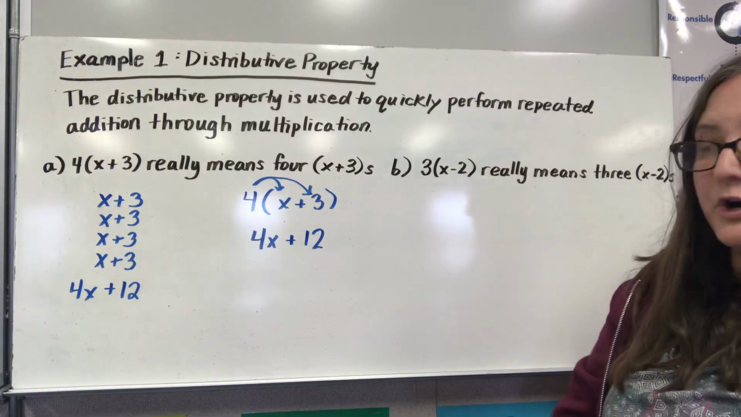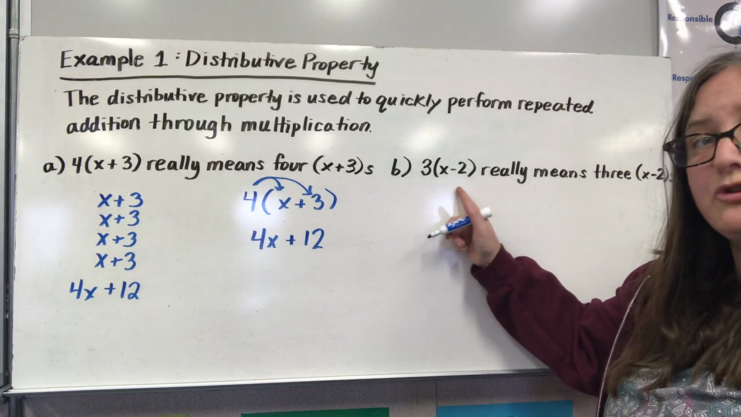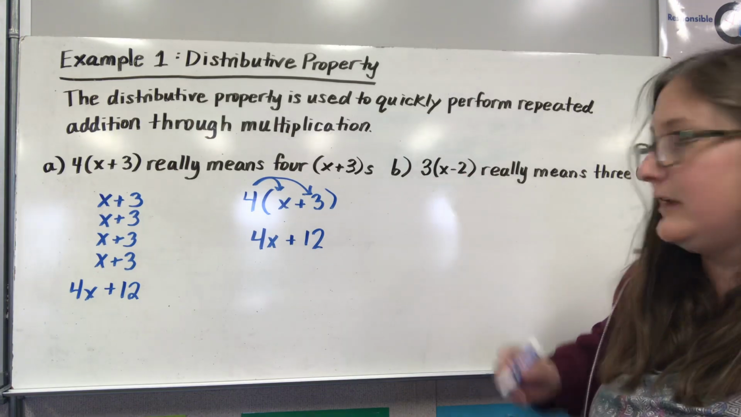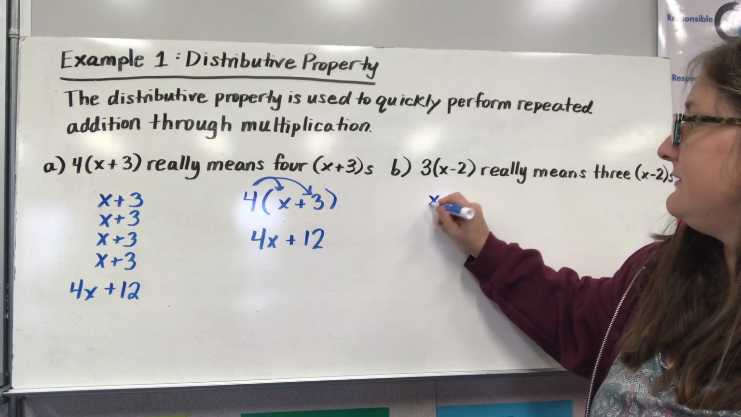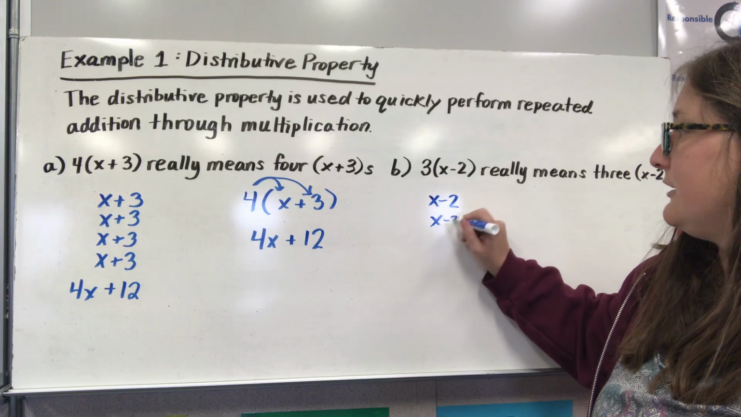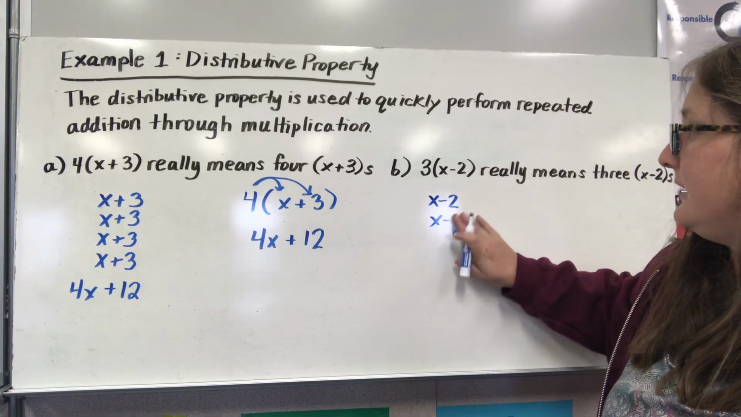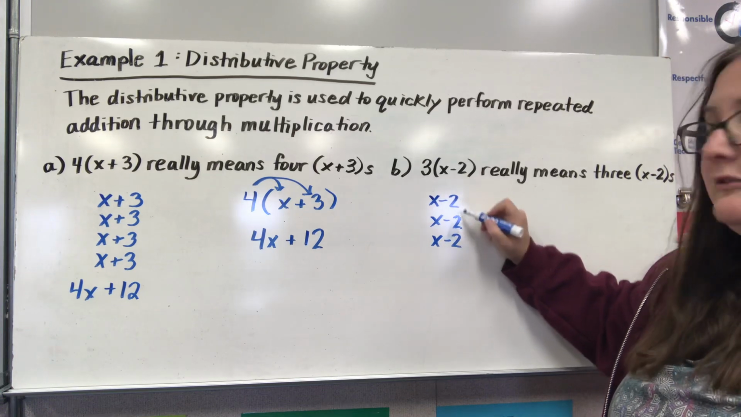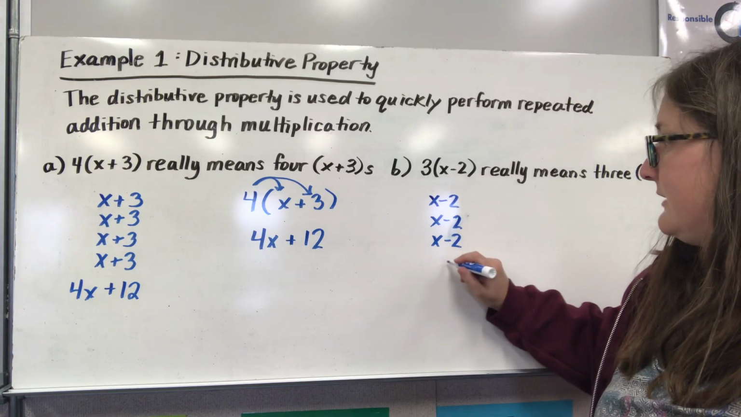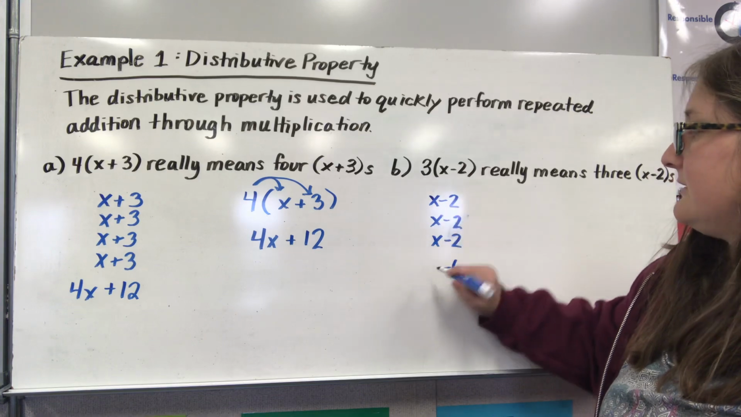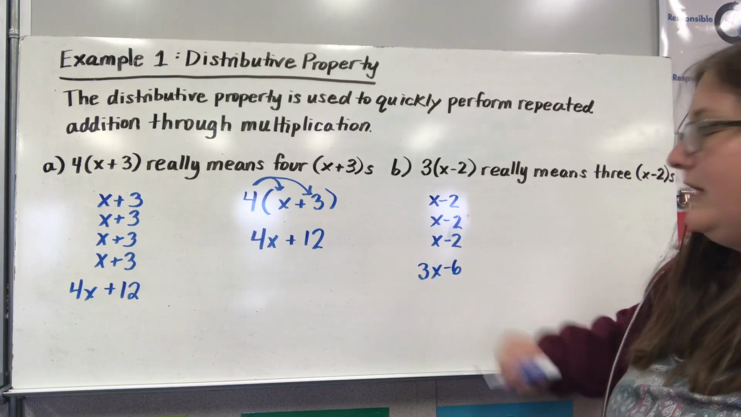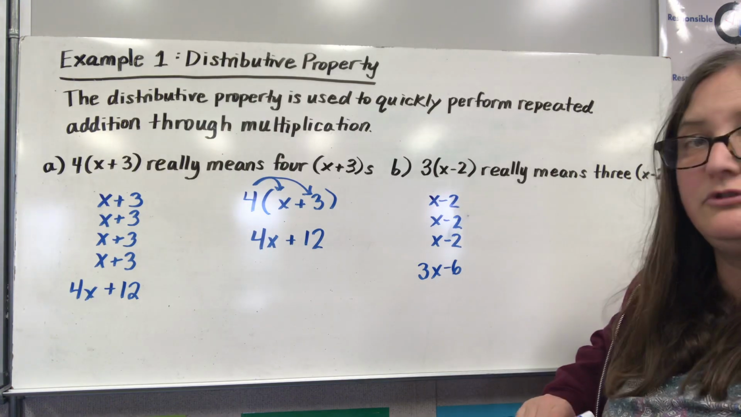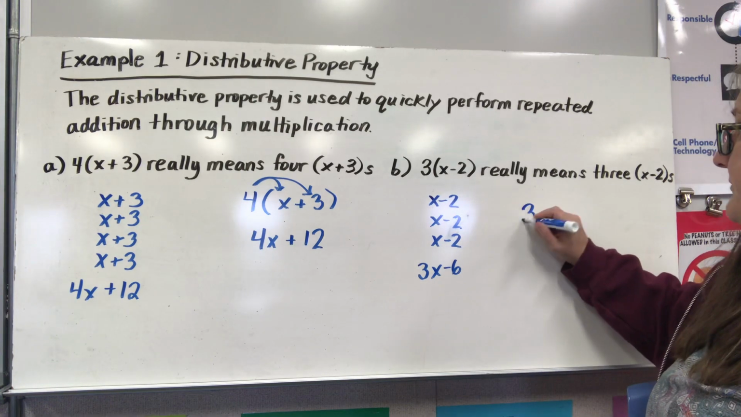This also will work with differences, subtraction problems. So really 3 times the quantity x minus 2 is really saying that we're going to combine 3 of these x minus 2's. So if I'm doing minus 2 minus 2 minus 2, I'm subtracting 6, and x, I have 3x. But the shorter and faster version of this is to use my distributive property.